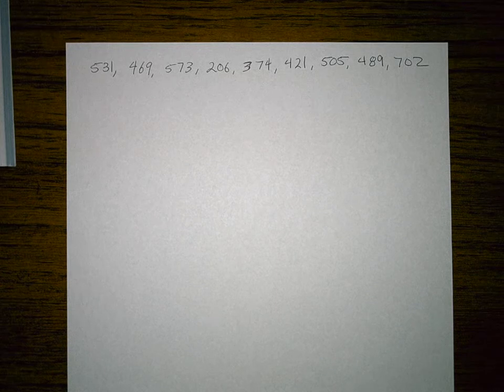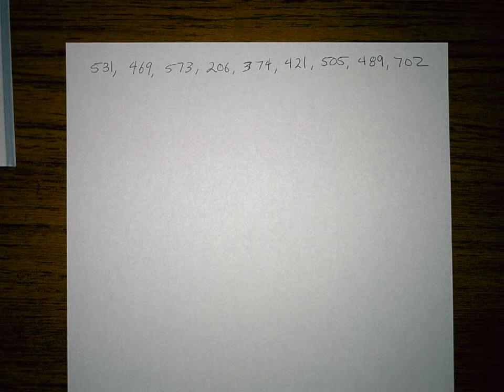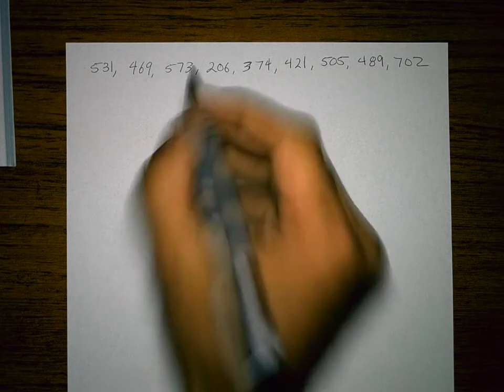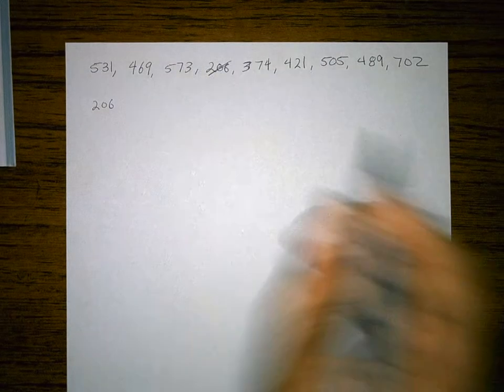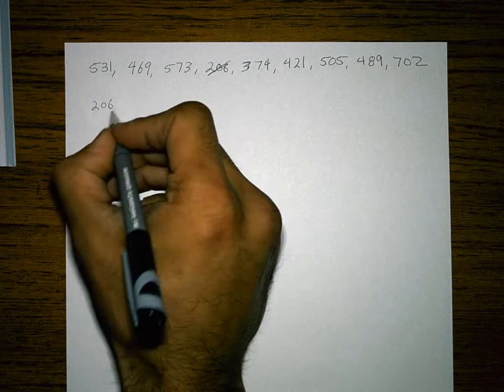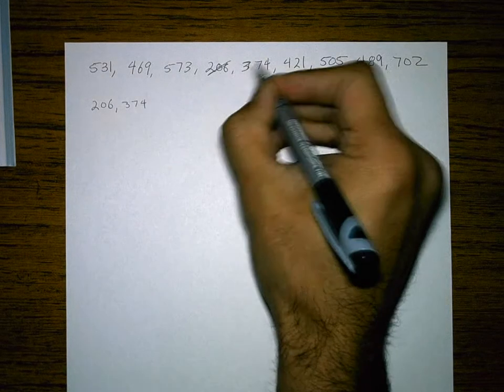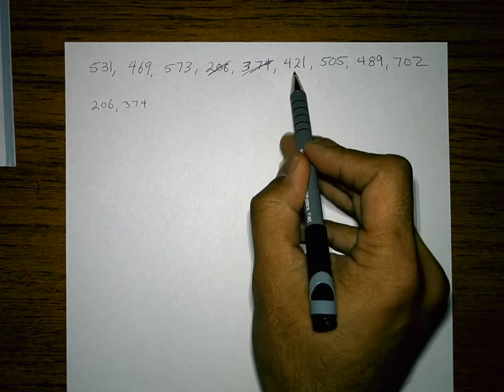One of the things that makes it substantially easier is if you can get this data put in order from least to greatest, which is kind of annoying at times, but definitely something we want to do. So it looks like 206 is our smallest one. Our next biggest one looks like 374. Everything else is in the 300s, so we have to go to the 400s.